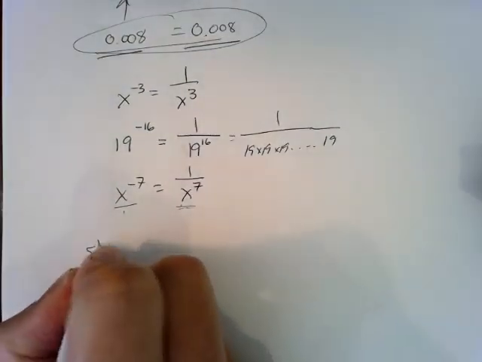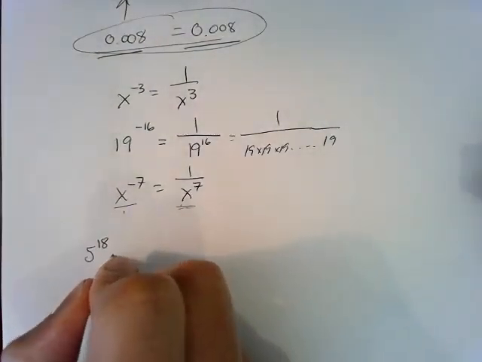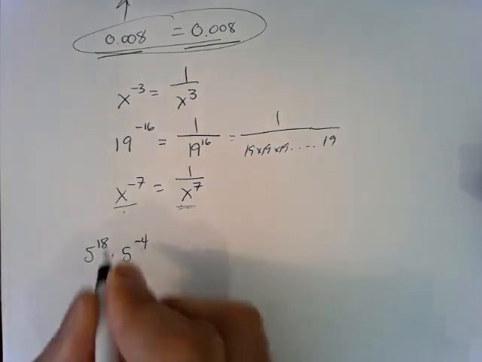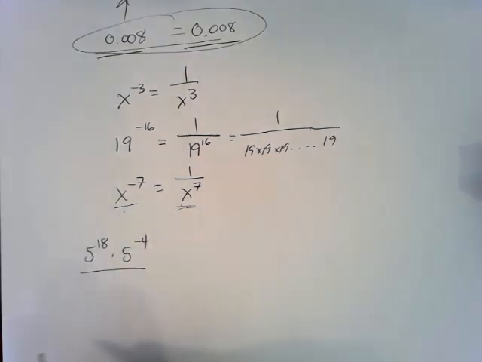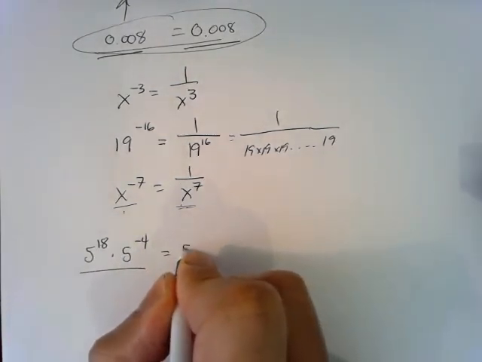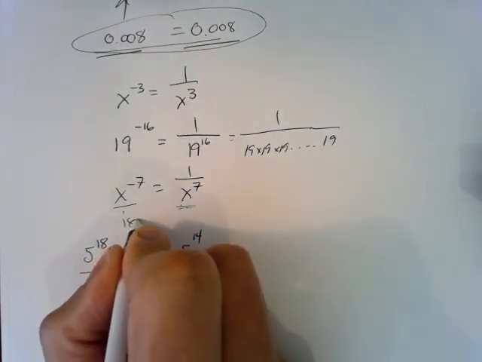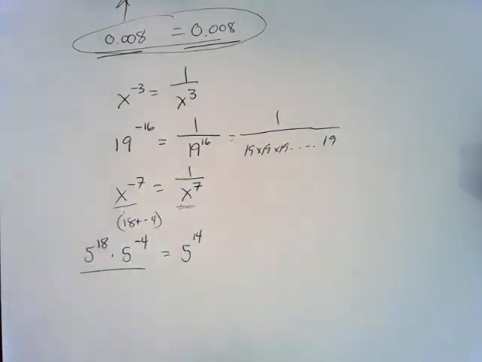So now if we take something like 5 to the 18th times 5 to the negative 4th, we apply the same logic as we did before. If we simply say this is multiplication, so we're going to add the two exponents together, we could say that that is 5 to the 14th. 18 plus negative 4 would be 14.